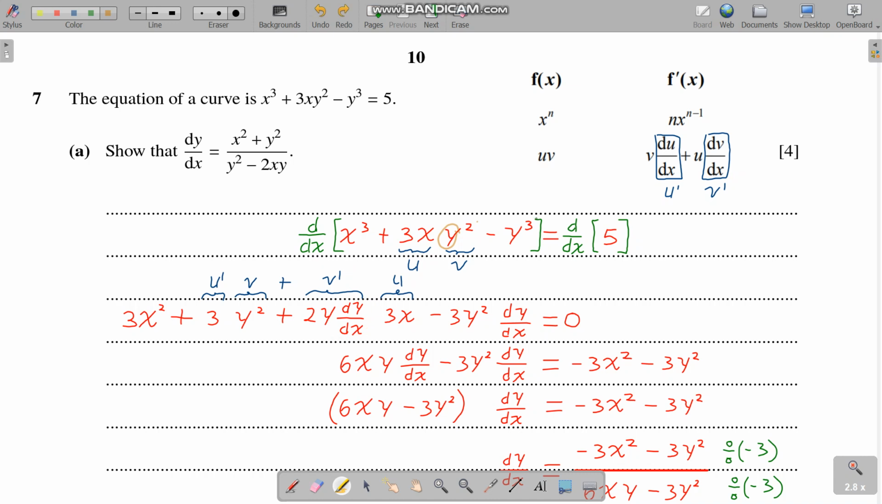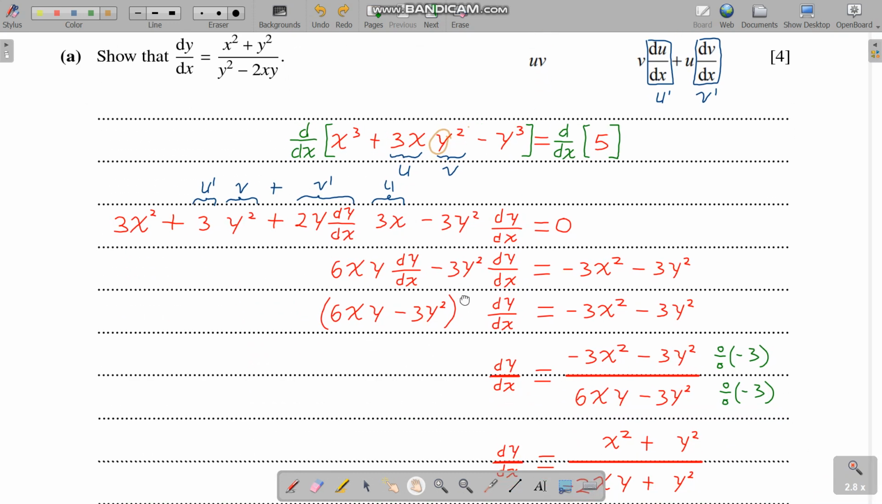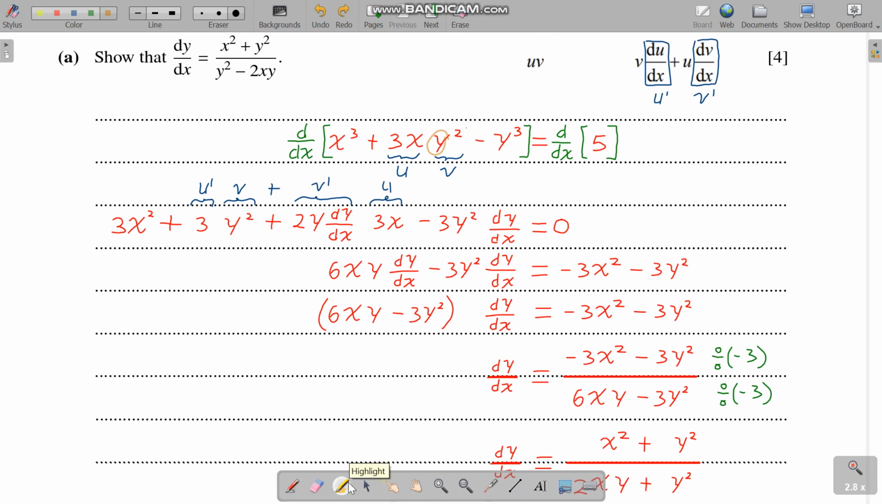And now we differentiate this one also. Just like the derivative of x cubed is 3x squared, the derivative of y cubed is 3y squared, but we multiply by dy/dx again because of the different letters. Okay, so we have the derivative of both sides.